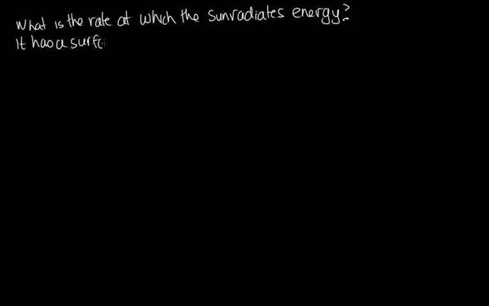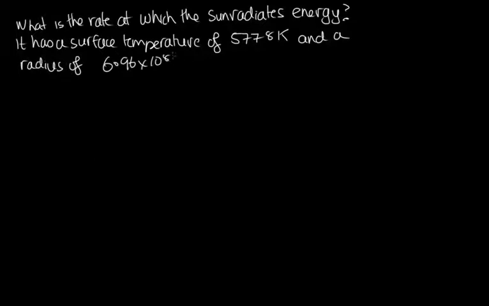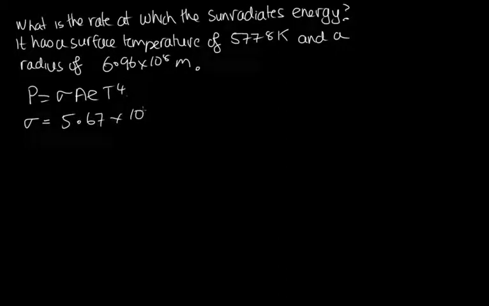So the question is, what is the rate at which the sun radiates energy? It has a surface temperature of 5,778 kelvins and a radius of 6.96 times 10 to the 8 meters. To solve this problem, we're going to have to use the formula for our power radiated. So we've got P equals sigma A E T to the 4. We need to work out what each of these terms is. Sigma is Stefan's constant, so it's just a constant, and it is equal to 5.67 times 10 to the minus 8 joules per second per meter squared per Kelvin to the minus 4.